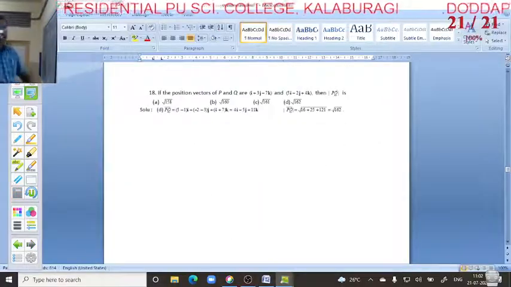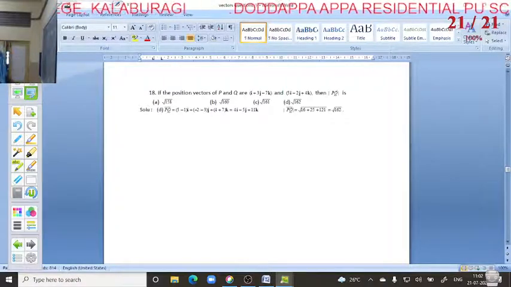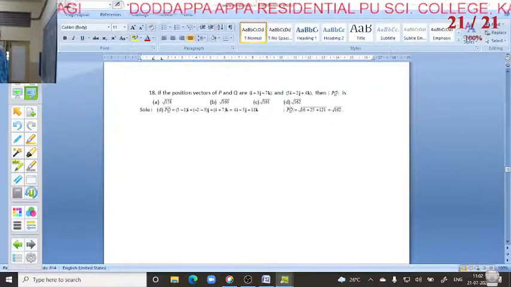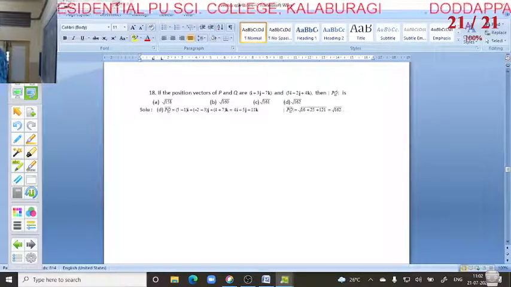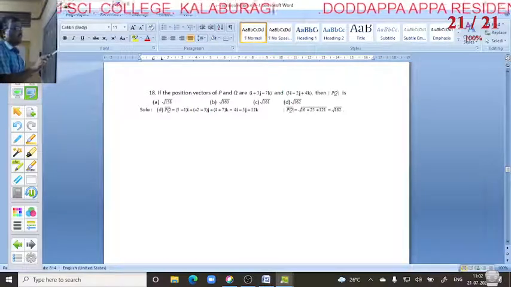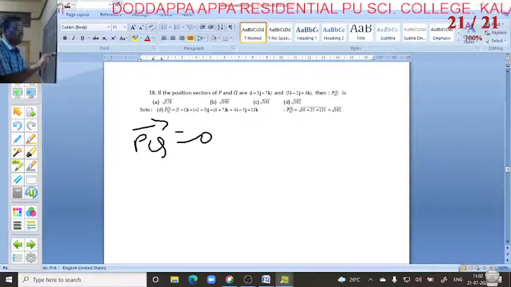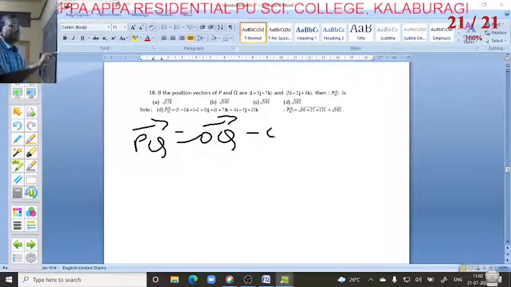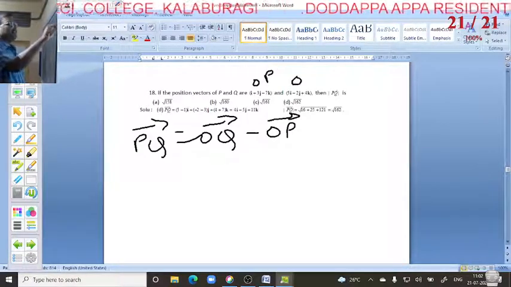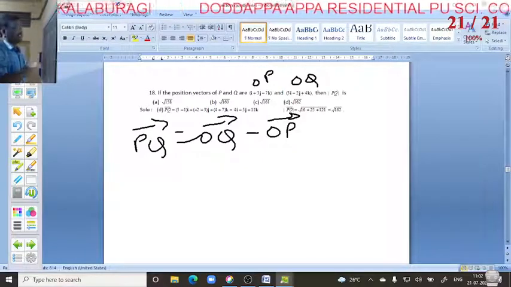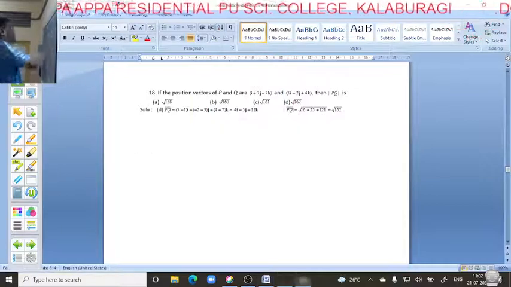Next, 18th. If the position vectors of P and Q are i plus 3j minus 7k and 5i minus 2j plus 4k, then the magnitude of vector PQ is... Same as the previous problem. First, what do you have to find? You have to find OQ minus OP. So the first one is OP, the second one is OQ. Substitute and simplify, and you get the answer: root of 160.